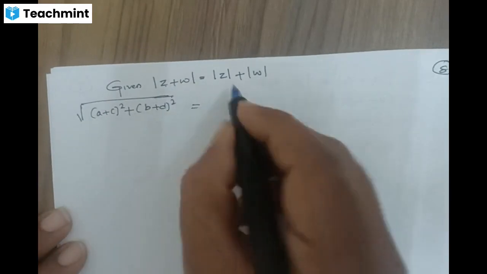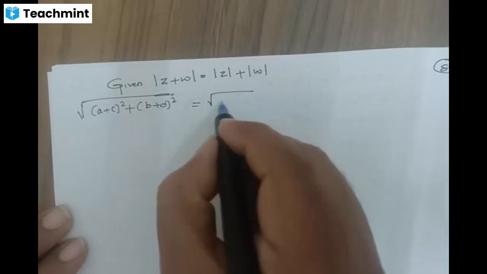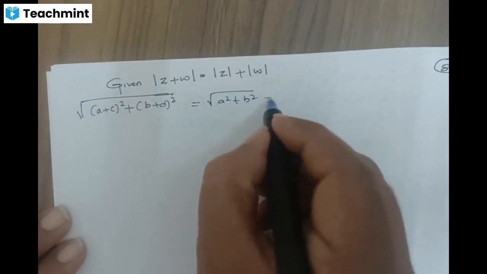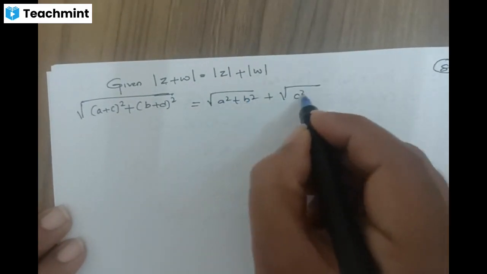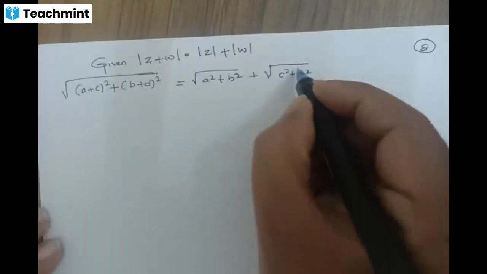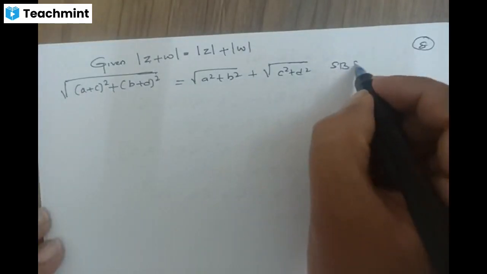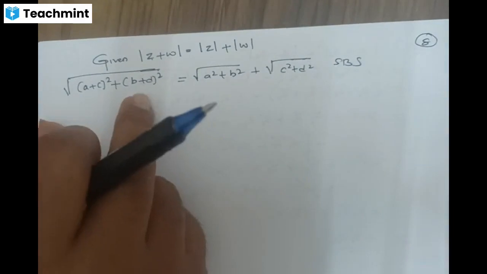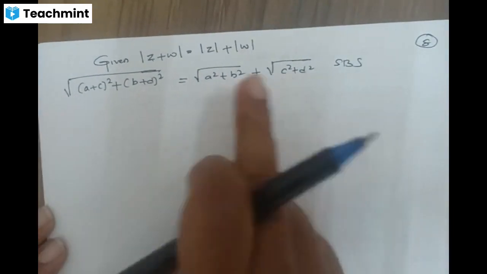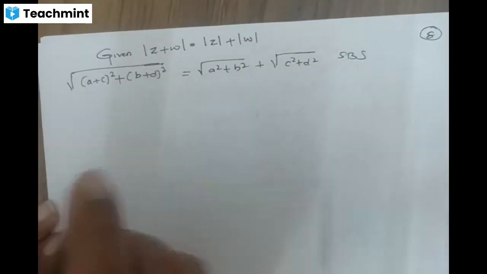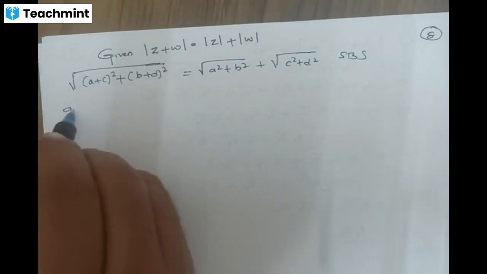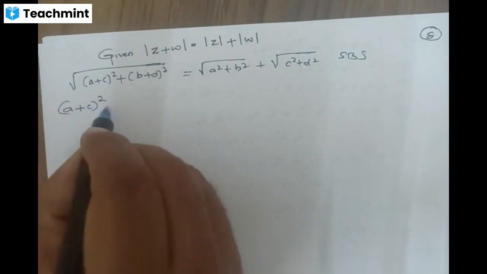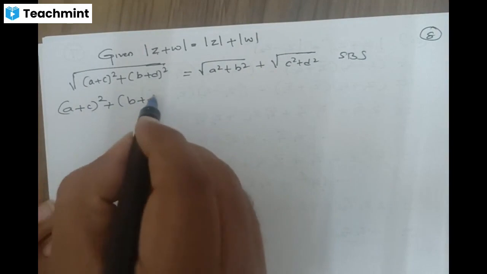Which is equal to mod z, that is root of a square plus b square, plus mod w, that is root of c square plus d square. Now I will square on both sides. Squaring on both sides, here root and square get cancelled, but on the right side it is a square plus b square plus 2ab. So we get a plus c whole square plus b plus d whole square.